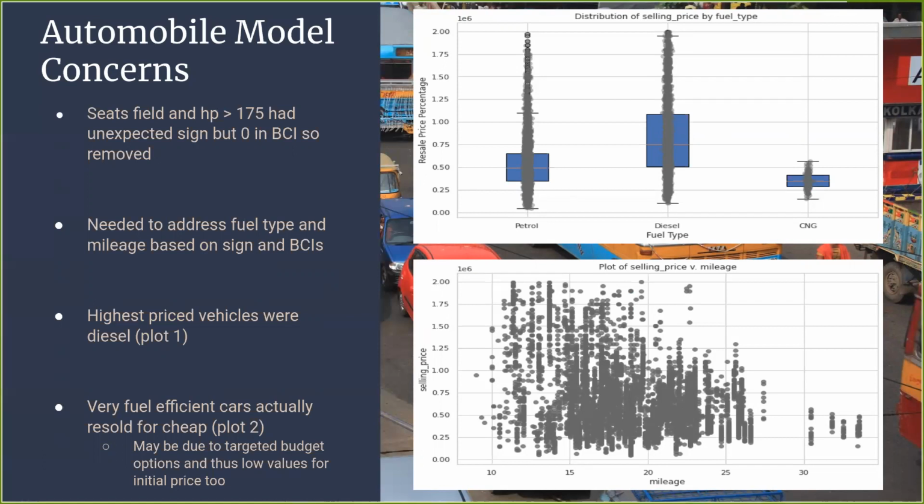And then we also saw that the most fuel efficient cars, the mileage field, which also had a coefficient that was the opposite sign of what we expected, actually had the lowest resale price at these very high fuel efficient cars. And I expect that this is partially due to these cars probably being budget in the first place. So you want to be fuel efficient, you're probably not buying an expensive car in the first place. So that is why this is probably a suppressed coefficient.